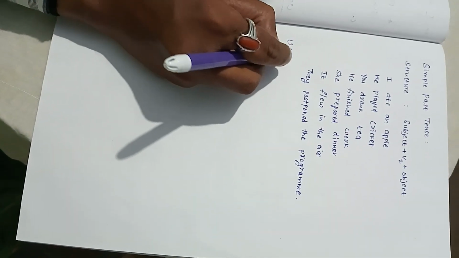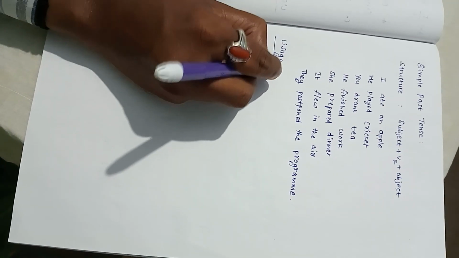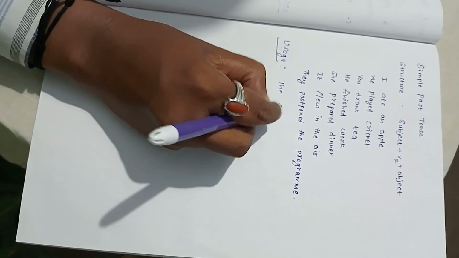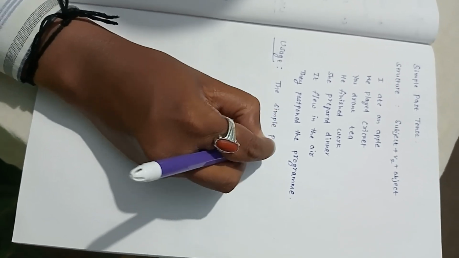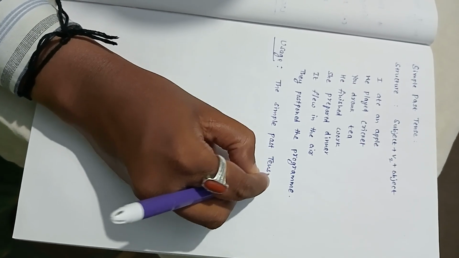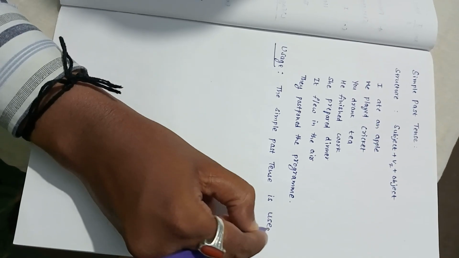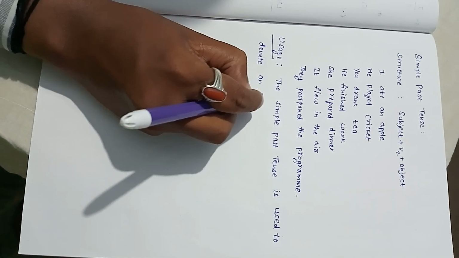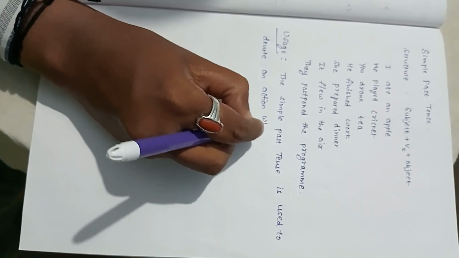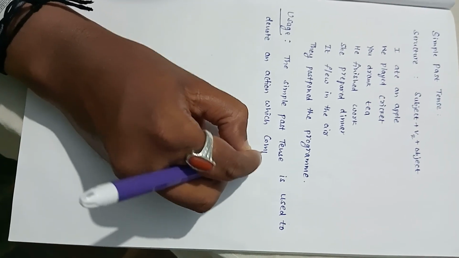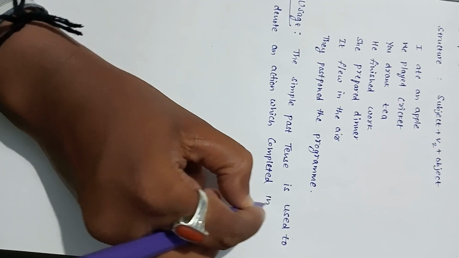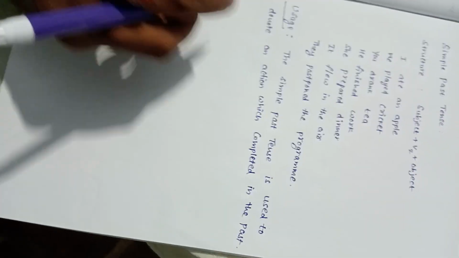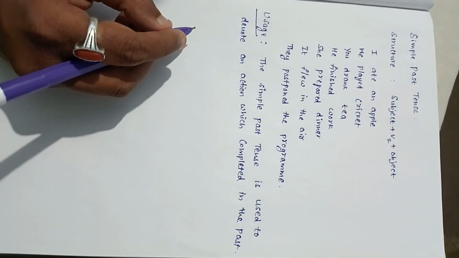Now let us discuss the usage of the simple past tense. The simple past tense is used to denote an action which completed in the past, which means completed actions are used in simple past tense.